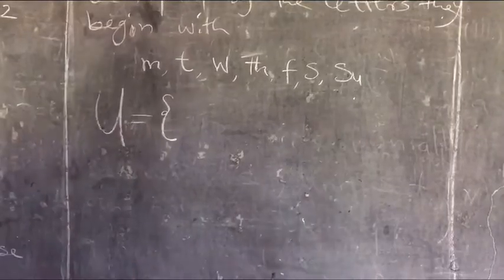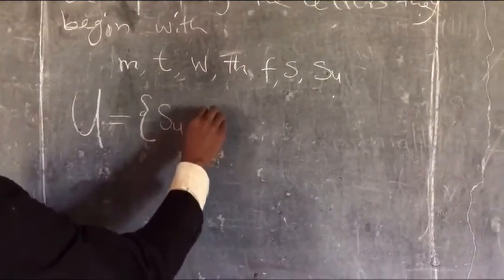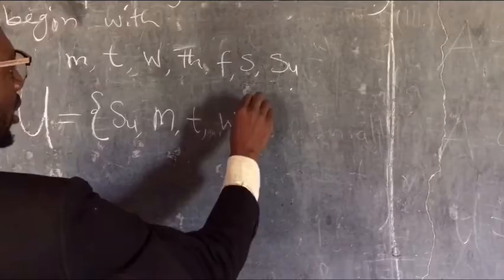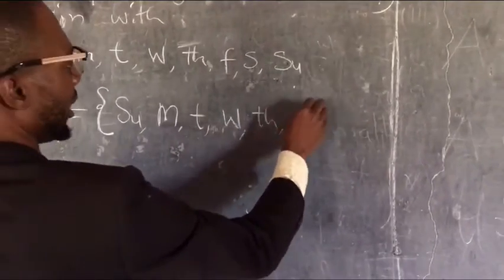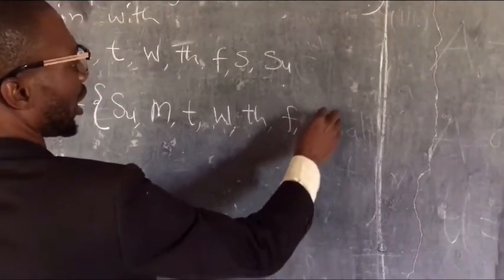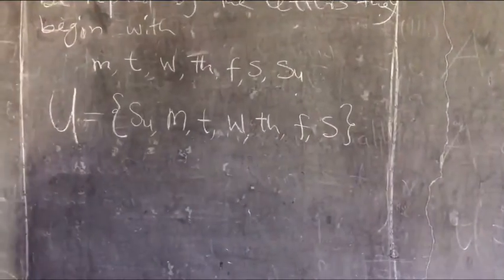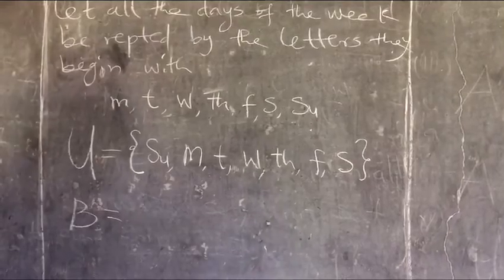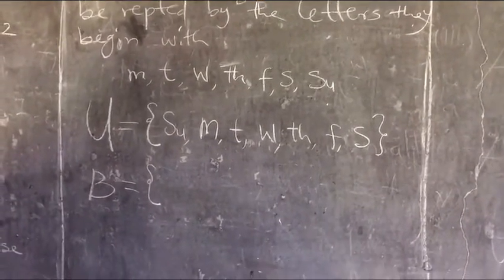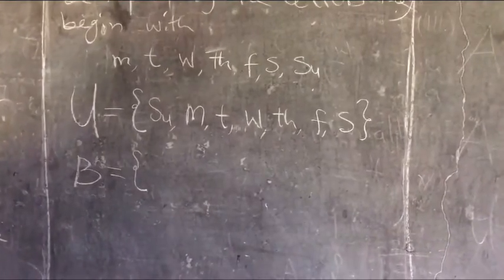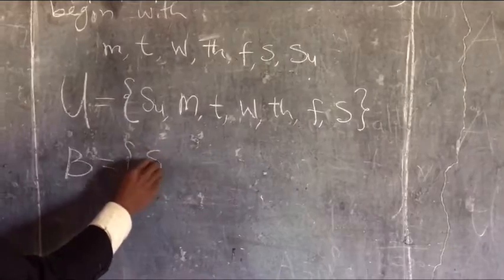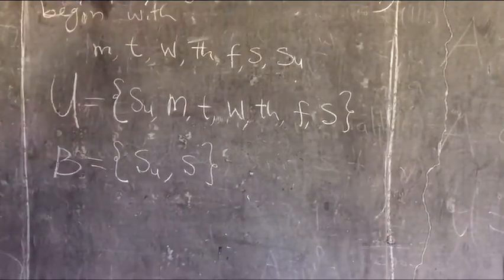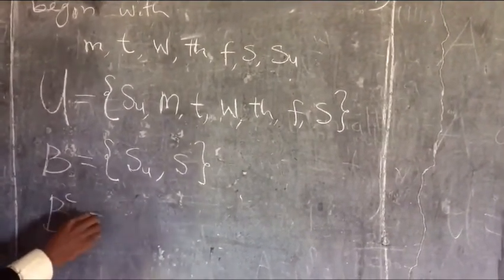The elements of set U will be Sunday, Monday, Tuesday, Wednesday, Thursday, Friday, and Saturday. Then our set B is all the days of the week that begin with S. We have 2 days in a week that begin with S, so we get Sunday and Saturday.